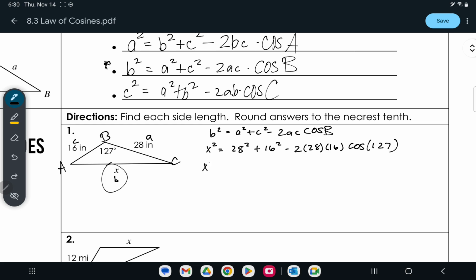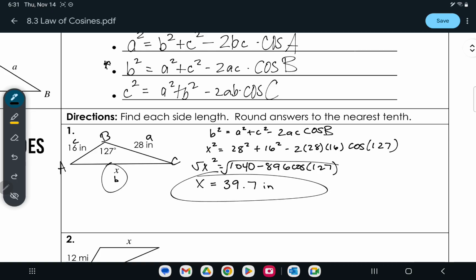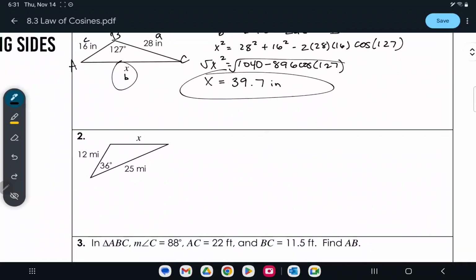All right, so I can get these numbers. So x squared equals 1040 minus 896 cosine of 127. And then I can square root both sides. When I take the square root, I usually get plus and minus, but we're dealing with a side length, and a side length will not be negative. So when I take the square root, I get 39.7 inches. Right?